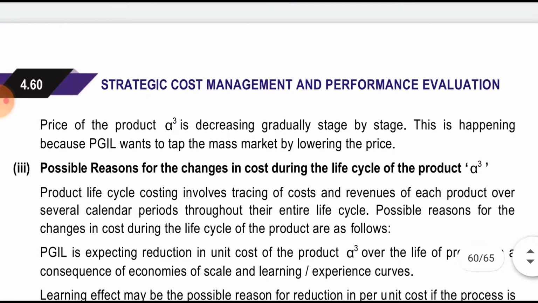Then the pricing of product alpha is decreasing gradually, as we had seen, from 750 to approximately 600, then 525, then 450, then 300. This is happening because PGIL wants to tap the mass market by lowering the price. Initially they charge a higher price to recover all the costs, so it is a skimming pricing strategy, and then it gradually reduces. This indicates that it is capturing the mass market by lowering the price.